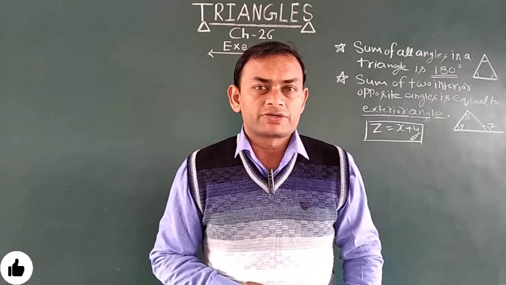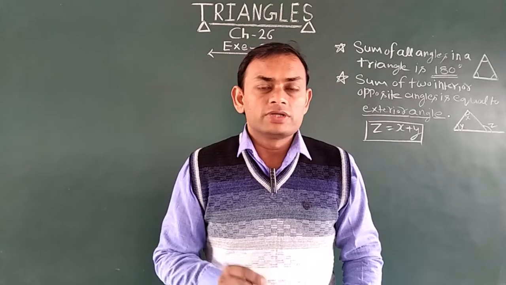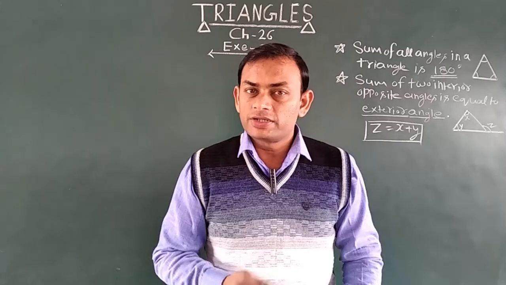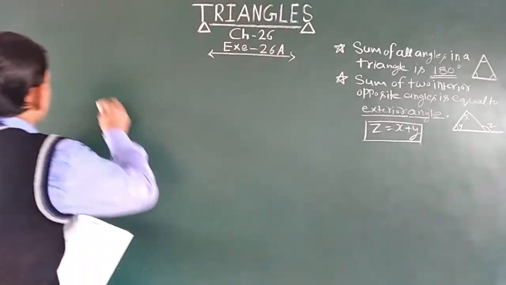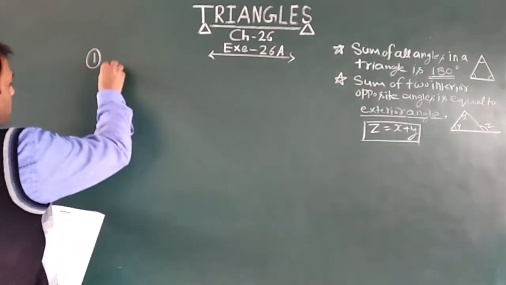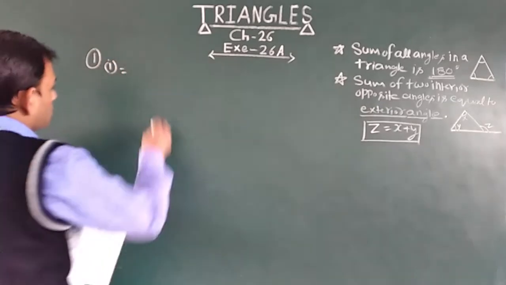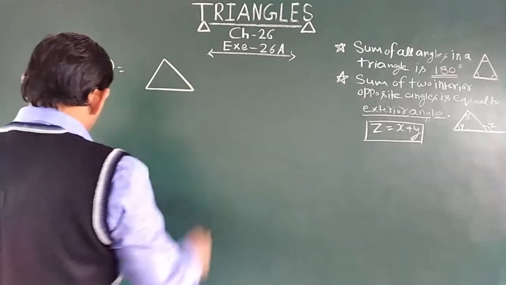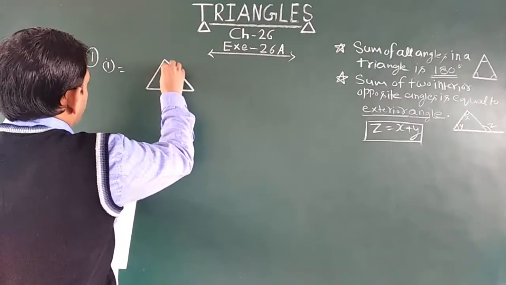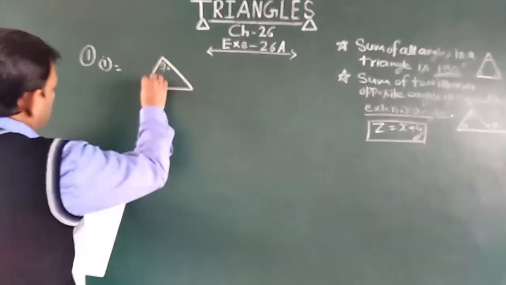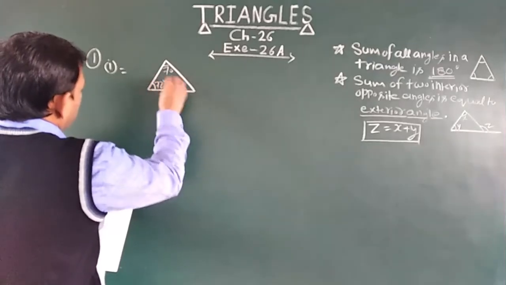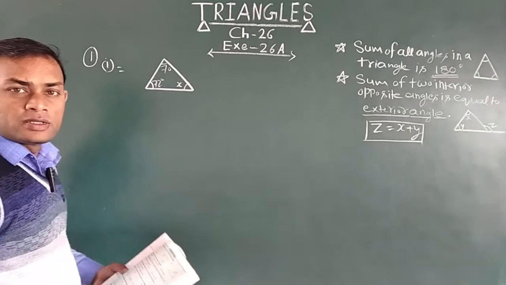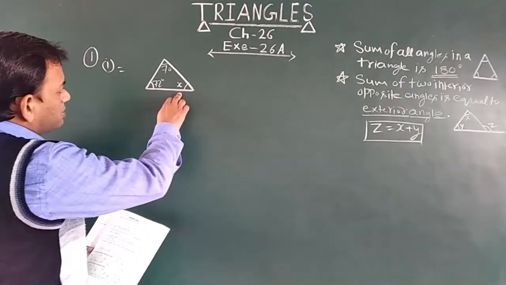In the first question of this exercise, you have to find the unknown angle of a triangle. Two angles have been given and you have to find the third angle. So this is the first question. I am just telling you the first part of this. This figure of a triangle is given. This is a 70 degree angle and this is a 72 degree angle, and this angle is given as x, and you have to find the value of this angle.